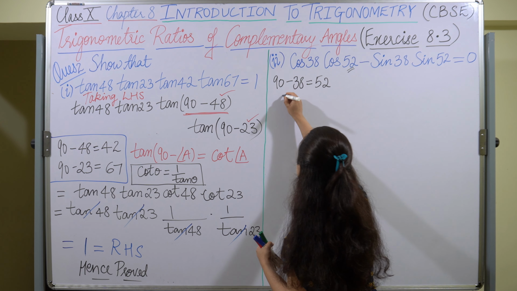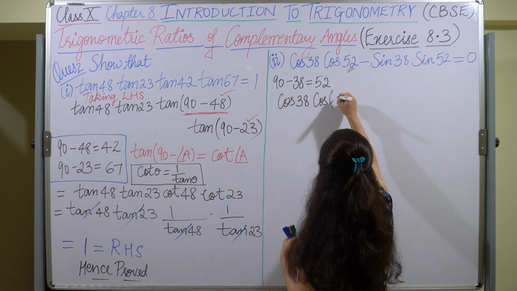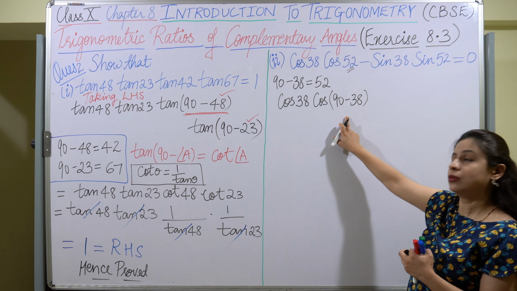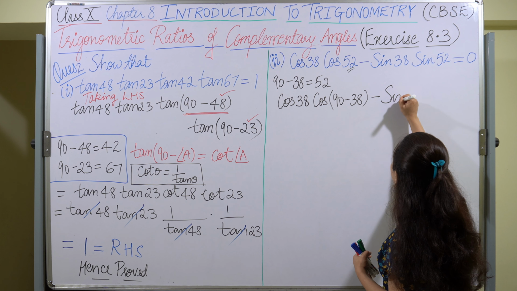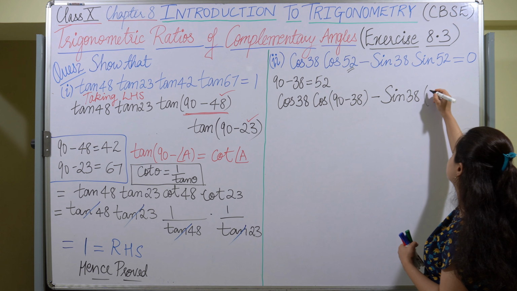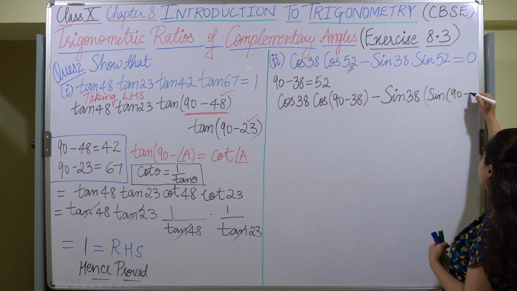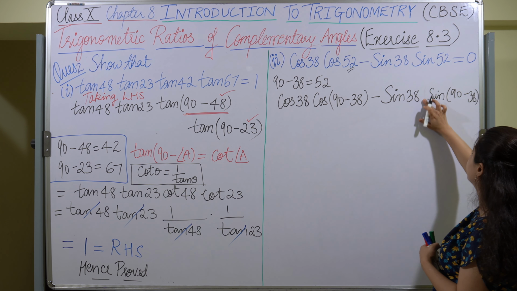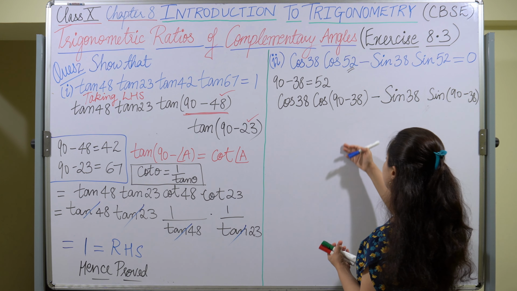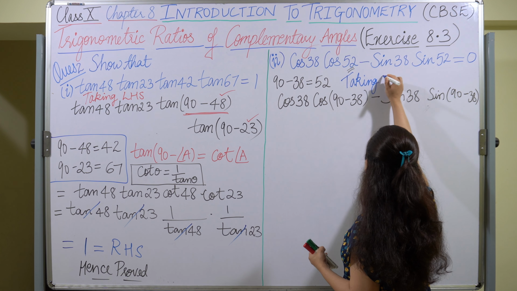So this cos 38 will be as it is. This cos 52 is replaced as cos 90 minus 38. Sin 38 is as it is. This sin 52 is again replaced as sin 90 minus 38. Here also we are taking the LHS and we will prove it to be equal to RHS.